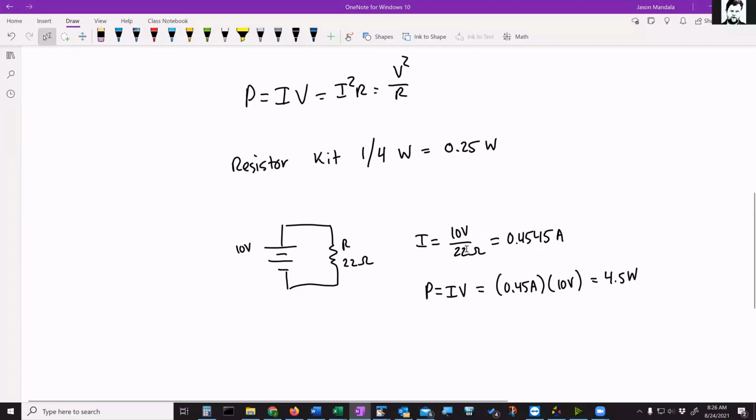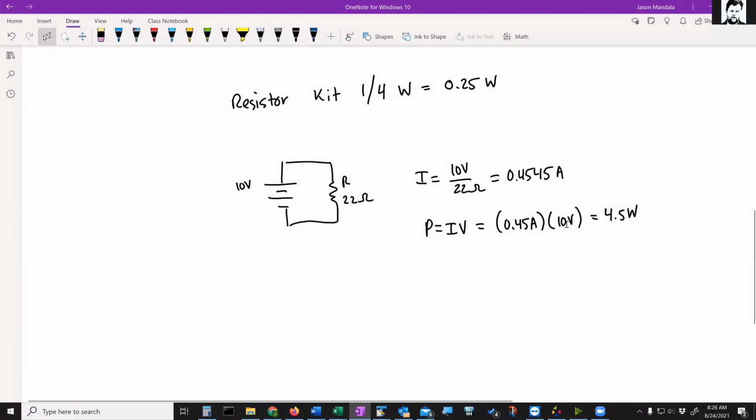0.45, 10 over 22. Yeah, that's right. 0.45 times 10. Yeah, I think I did that right. I just chose a really small resistance value here. You can see the power dissipation would be way too much. All right, so at 10 volts with a low value resistance like this, the power dissipation would be way too much. Let's just double check that, do it the other way.